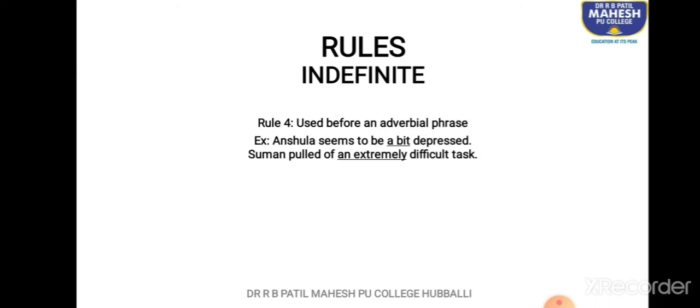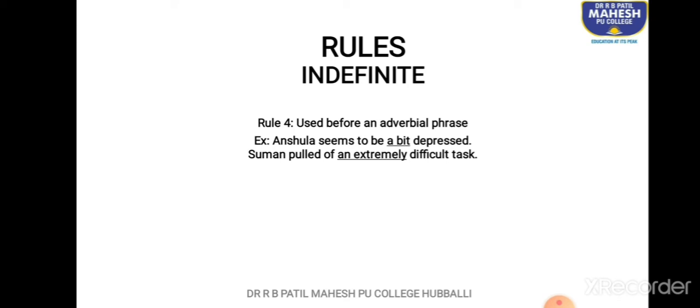Rule number 4: used before an adverbial phrase. What is an adverbial phrase? There is more than one word here. So if two or three words come together to make a particular unit, then it is called a phrase. In a pair or a group of words, if one of the words is an adverb, it becomes an adverbial phrase.